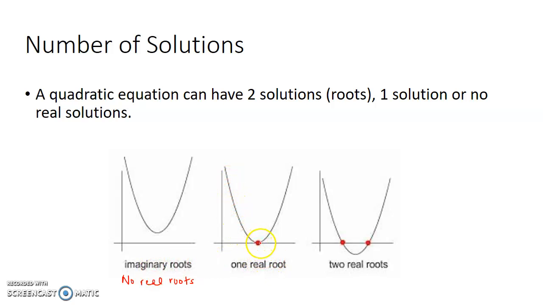Here, our vertex is on the x-axis, so that means we have one solution or one real root. And if our parabola crosses our x-axis in two places, then we have two real roots or two solutions. So we can take our quadratic equations and determine how many solutions or roots we'll have very quickly. I wanted to show that to you.